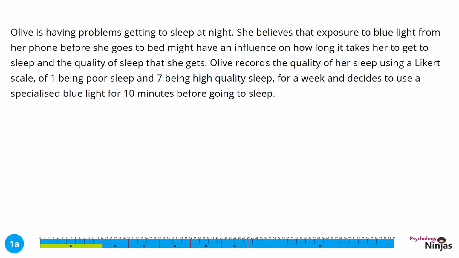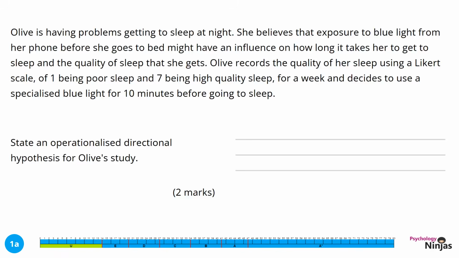Olive is having problems getting to sleep at night. She believes that exposure to blue light from her phone before she goes to bed might have an influence on how long it takes her to get to sleep and the quality of sleep that she gets. Olive records the quality of her sleep using a Likert scale of 1 being poor sleep and 7 being high quality sleep for a week, and decides to use a specialised blue light for 10 minutes before going to sleep.